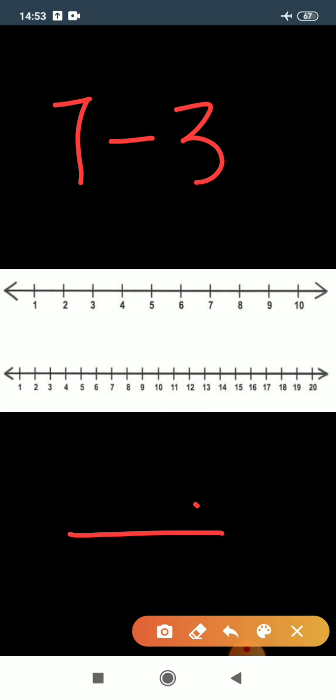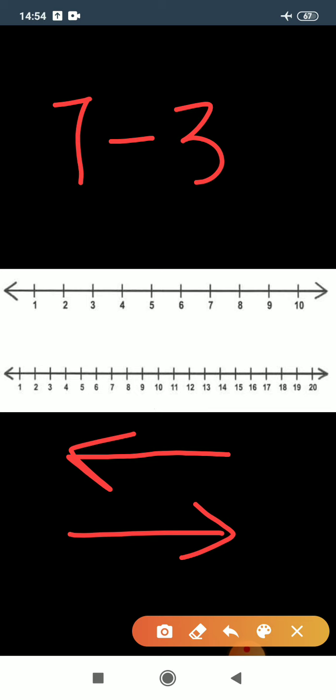Now let's take an example of subtraction. 7 minus 3. Okay, remember one thing, when we add the numbers we need to go ahead in steps, but when we subtract any numbers we need to go back or we need to take steps back on number line.